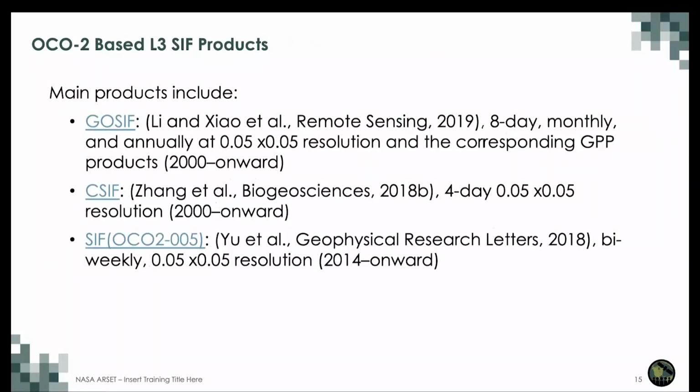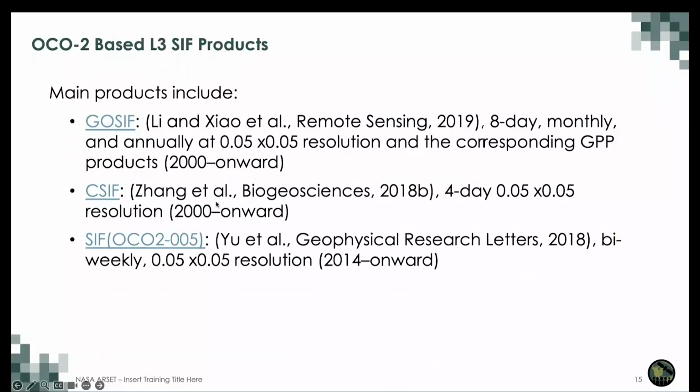There are a few level 3 SIF products that are based on the OCO-2 level 2 SIF. GoSIF is one of the most broadly used products. It's generated by the University of New Hampshire. It has 3 temporal resolutions: 8-day, monthly, and annual. It has 0.05 degree spatial resolution. It also has GPP products corresponding to these resolutions.